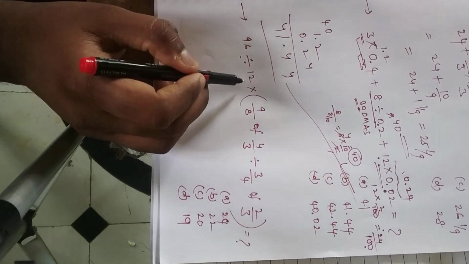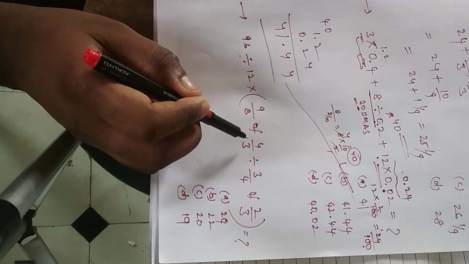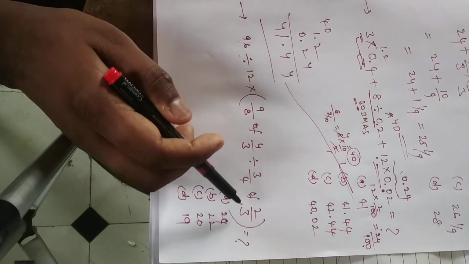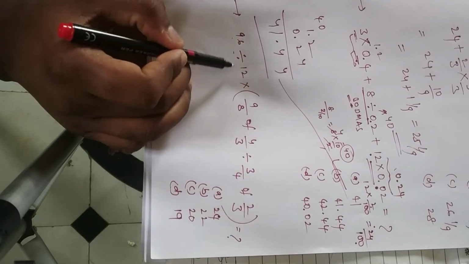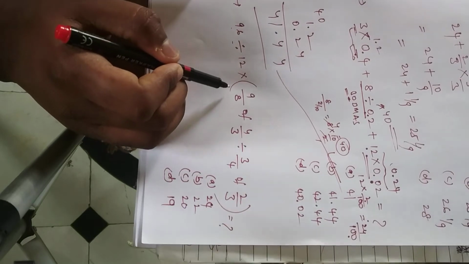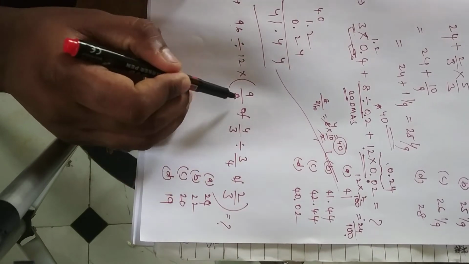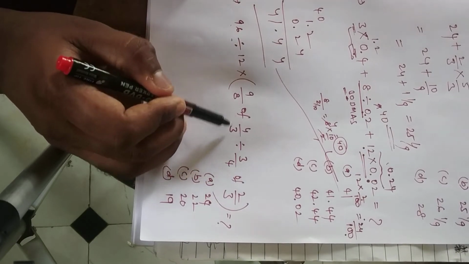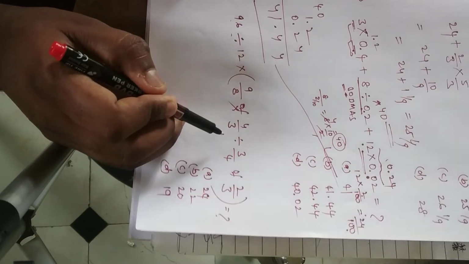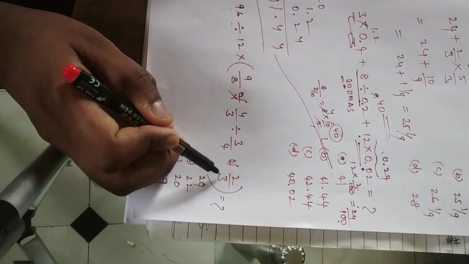96 divided by 2 into bracket 9 by 8 of 4 by 3 divided by 3 by 4 of 2 by 3. First preference should be given to brackets. Within the bracket we have "of", right? 9 by 8 of 4 by 3. "Of" is nothing but simple multiplication. Divided by 3 by 4 of 2 by 3.